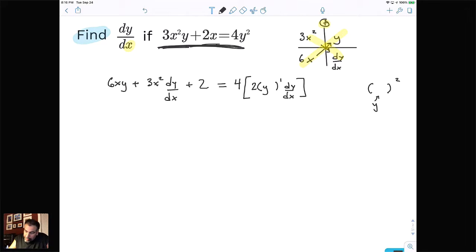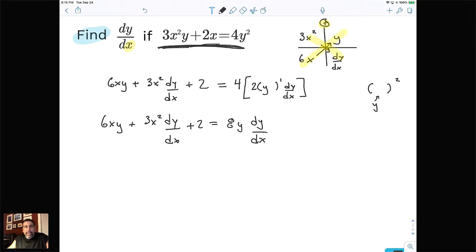So I'm just going to clean this up real quickly. It's 6xy plus 3x dy over dx plus 2 is equal to 8y dy over dx. So at first, my students are kind of thrown for a loop because they're used to solving for x, and it takes a minute to say, well, we can solve for whatever notation we want. In this case, we're trying to isolate dy over dx.